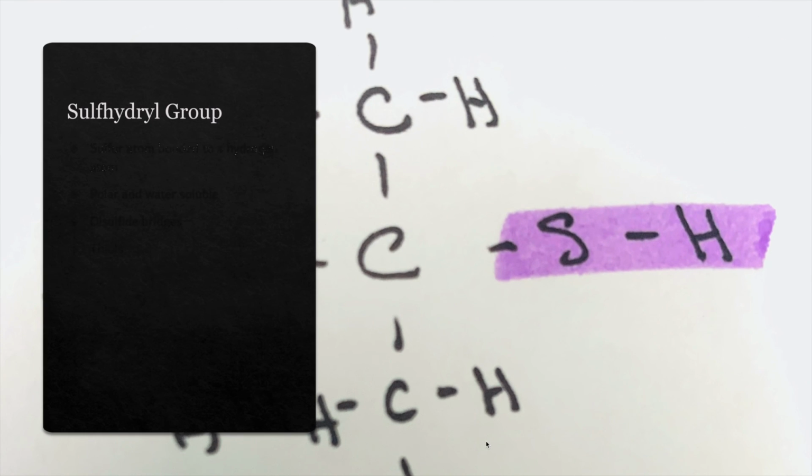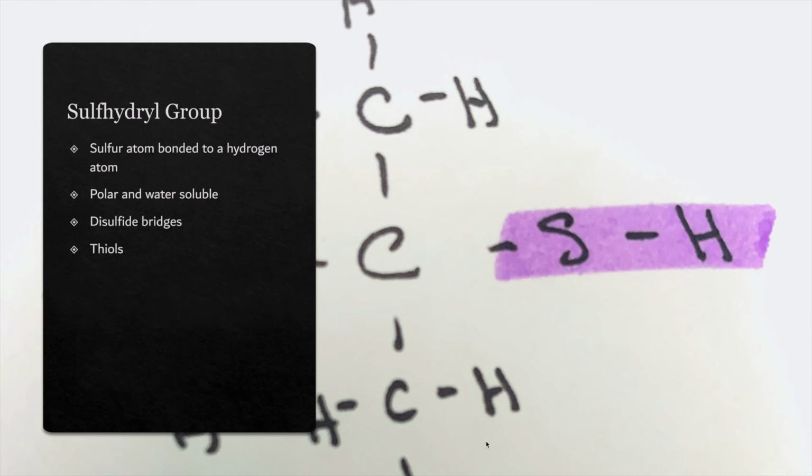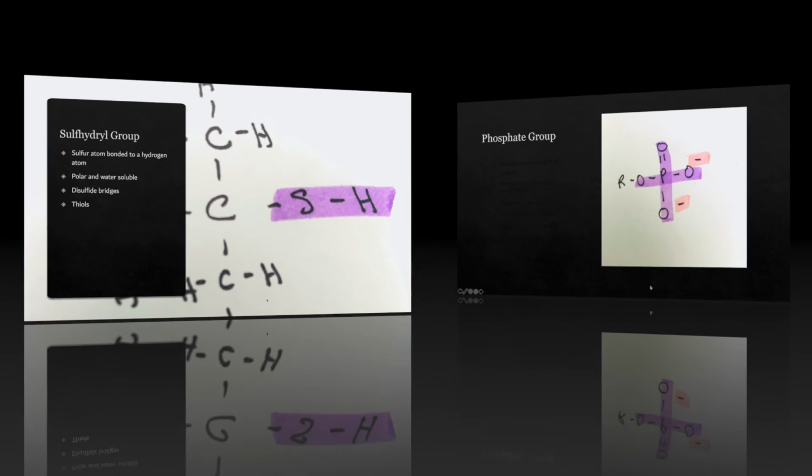The sulfhydryl group is composed of a sulfur atom bonded to a hydrogen atom. It is polar and water-soluble. It is involved with protein structure stability through the formation of disulfide bridges. We will talk about this in detail in the next video. Organic compounds with the sulfhydryl group are known as thiols.